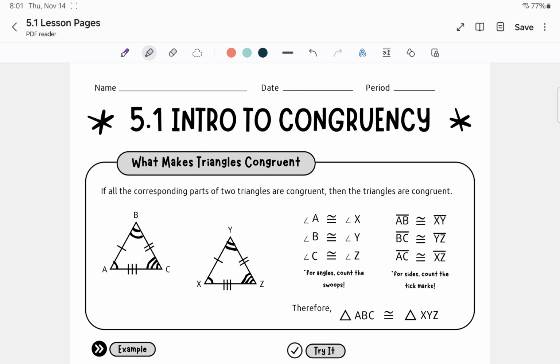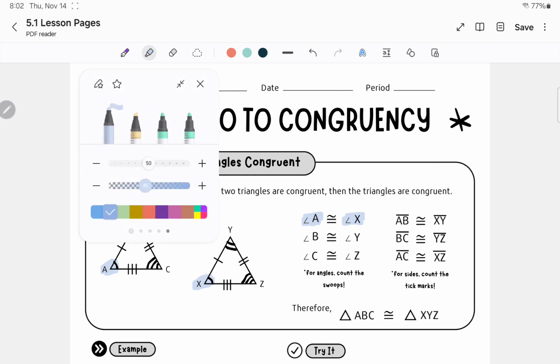Let's look at the angles first. This first angle, angle A, has one swoop. So over here in the second triangle, angle X also has one swoop. So we know they're congruent. So angle A is congruent to angle X. We know that because they both have one swoop.